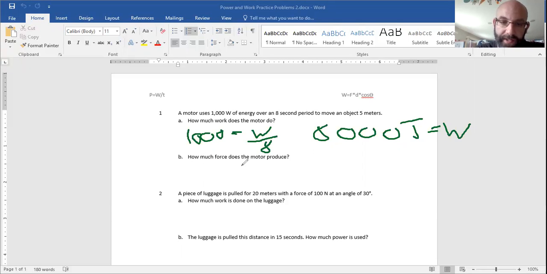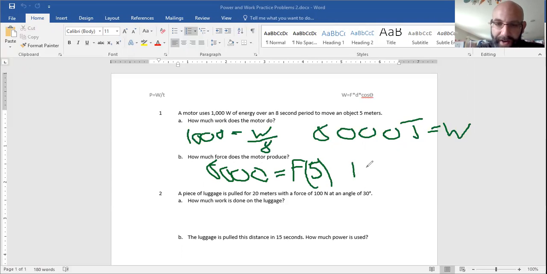B, how much force does the motor produce? Well, we're going to have to use this equation over here. We know work now, that's 8,000. We're looking for force, and the distance is 5 meters. So if we want to solve for force, we divide both sides by 5. 8,000 divided by 5 is 1,600 newtons. Okay? So that's 1A and 1B.